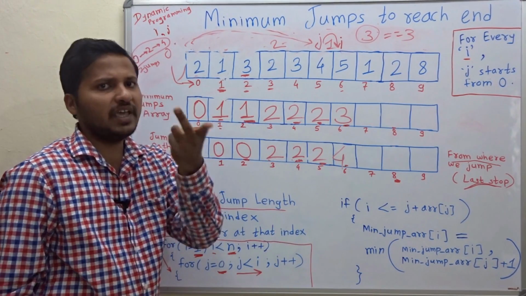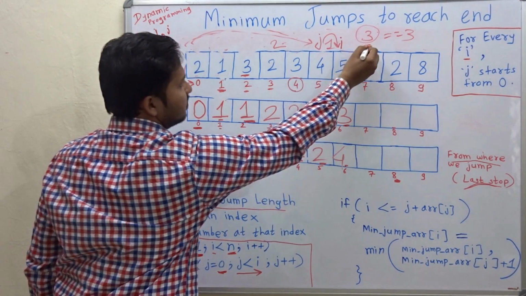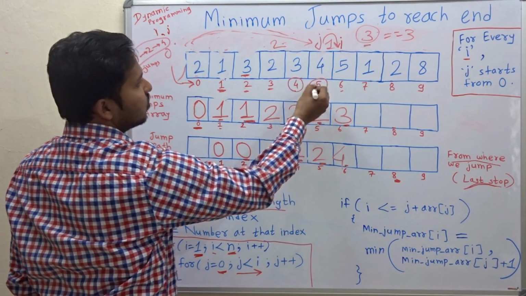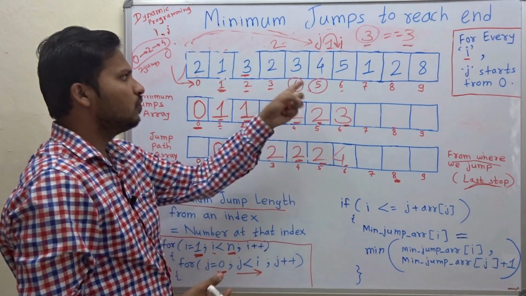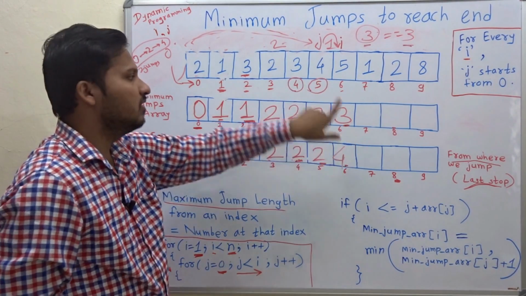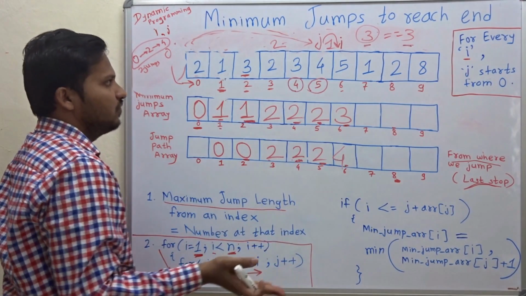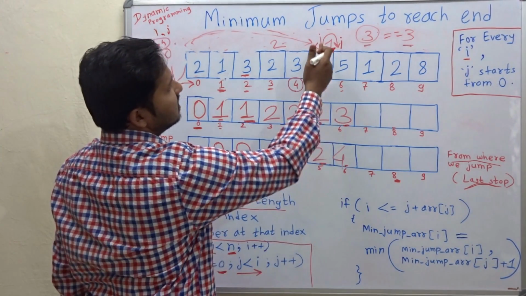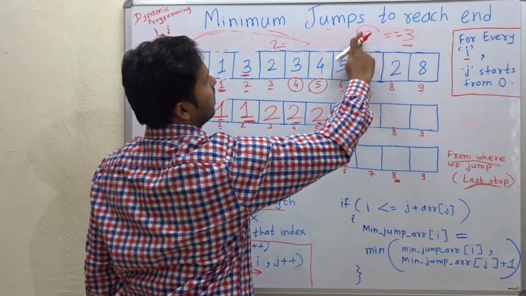Here you can choose any one. See, via the 4th index also 3 jumps, and via the 5th index also 3 jumps. So you can prefer anything. If you want to prefer the 5th index, then you can write 5 here. If you want to prefer the 4th index, you can write 4 here. You can take any one. Now, as j has reached I, let's increment I.